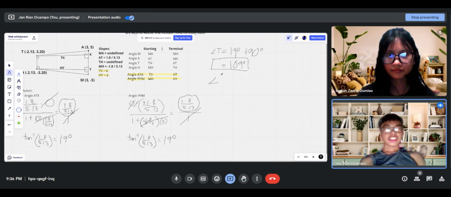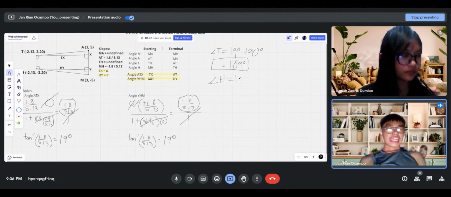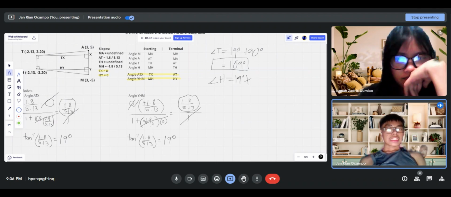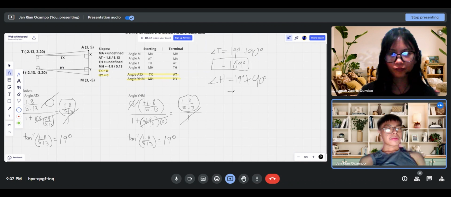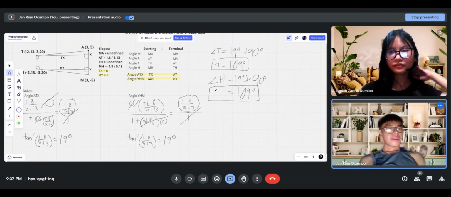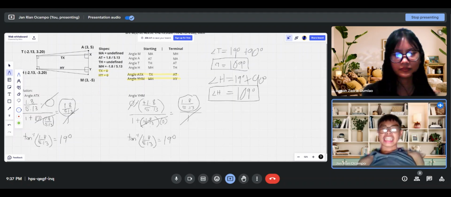And then for angle H, we do the same with 19 degrees plus again the right angle created by the line parallel to the horizontal axis, 90 degrees, which is equal to 109 degrees. And this is yet again a final answer. Angle T and angle H. And now we need to find angle A and angle M.